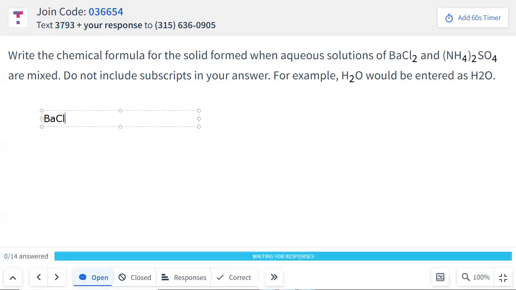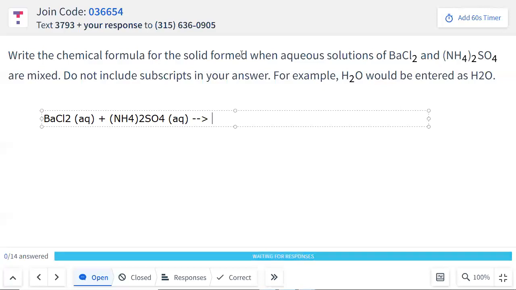So I've got barium chloride, which we're told is aqueous. And if we didn't know that already, barium is not one of the exceptions to the halide rule. So halides are usually soluble and barium does not break that rule. So it is soluble as well. And we've got ammonium sulfate. Also aqueous because they tell us. Also aqueous because ammonium compounds are always aqueous.